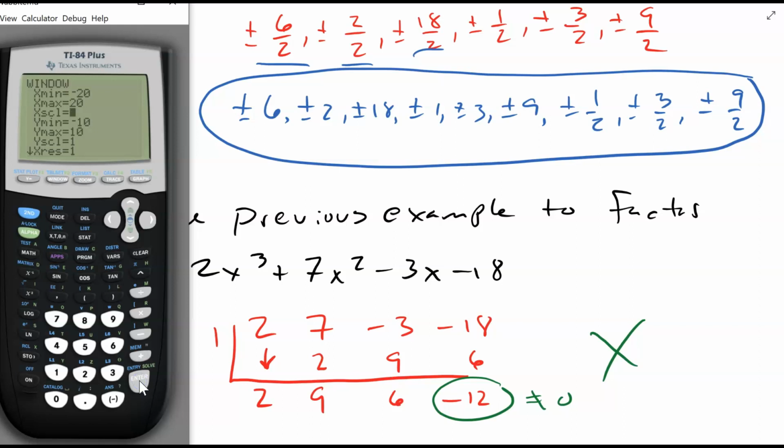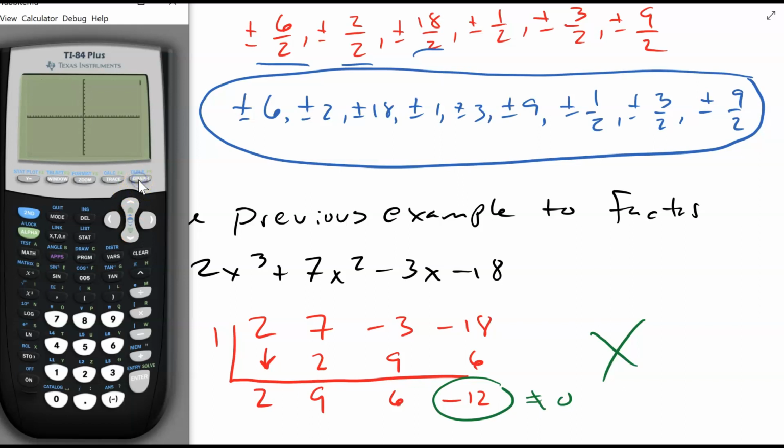The y-min and y-max don't really matter. You just need to make sure that the y-min is negative and the y-max is positive, because we have to see the x-axis, because that's the only part that we really care about, where the graph is crossing that x-axis. So as long as the y-min is negative and the y-max is positive, it's fine. So I use negative 10 and positive 10.